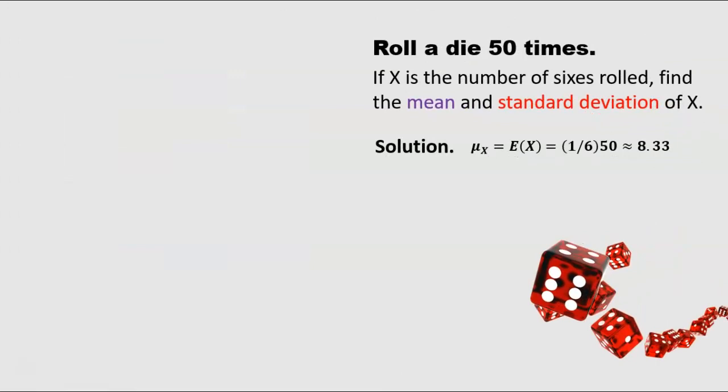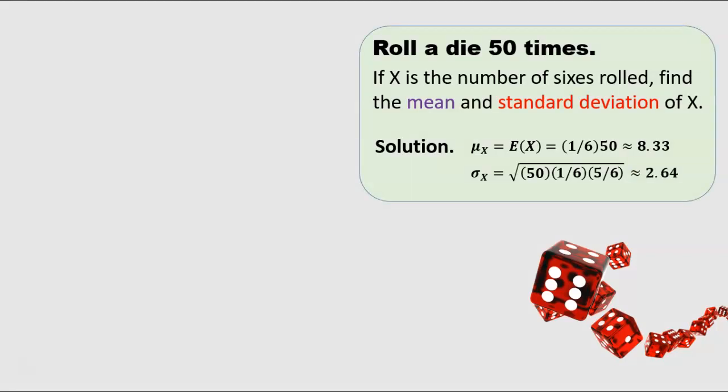Roll a die 50 times and let x be the number of sixes we get. We found that the mean of x is about 8.33. We can now easily get the standard deviation of x, since x is binomial. The standard deviation of x will be the square root of the number of trials, 50, times the probability of success, 1/6, times the probability of failure, 5/6. That all crunches down to about 2.64.